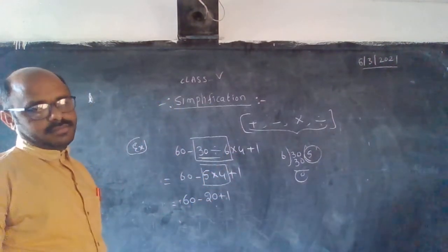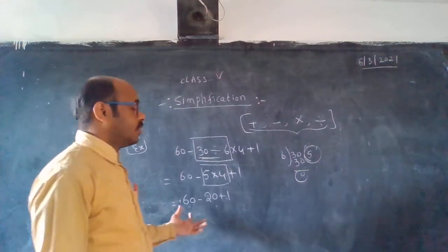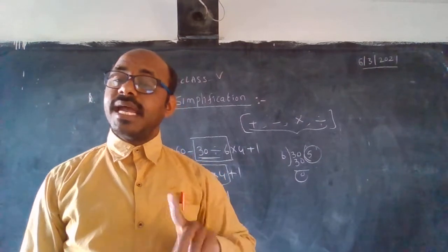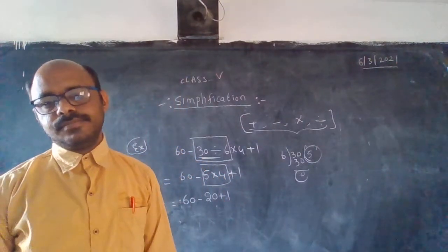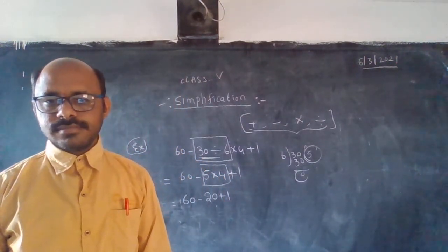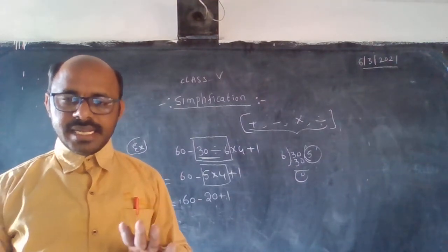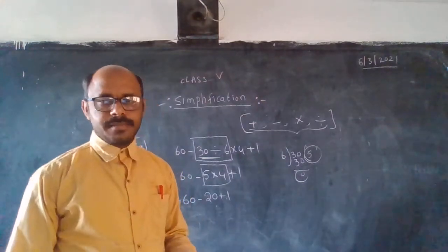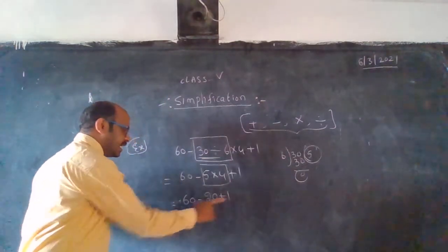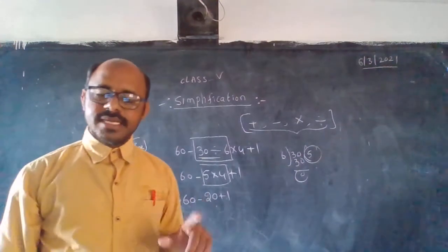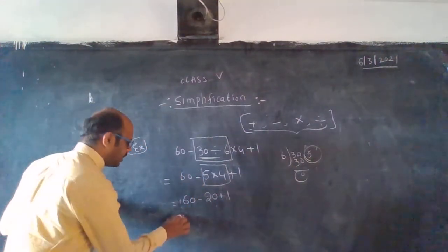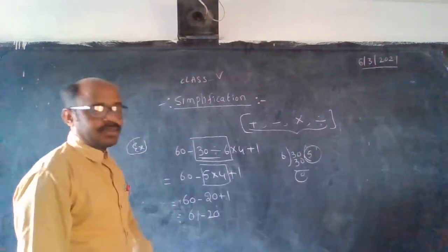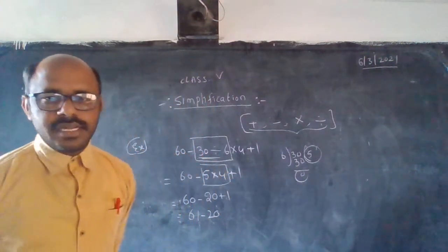Add both. What are we doing now? Adding the numbers which have the addition symbol. Which numbers have the plus symbol, those we are taking. Here 60 is there, here plus 1. 60 plus 1 is 61. Make it here 61 minus 20. Now we get 61 minus 20, subtraction. Only two numbers are there.